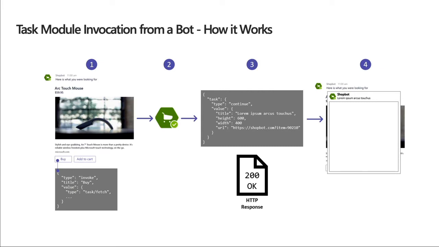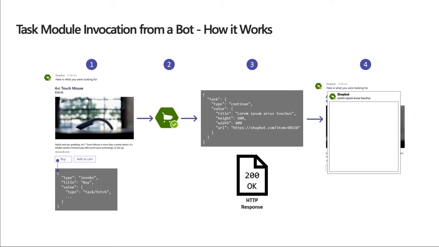To create a message, set the button's type to invoke, and the value.type property of the button should be set to task/fetch or action.submit if it's a card, for example, an adaptive card. When the user selects the button, it will send an HTTP post invoke message to the bot.